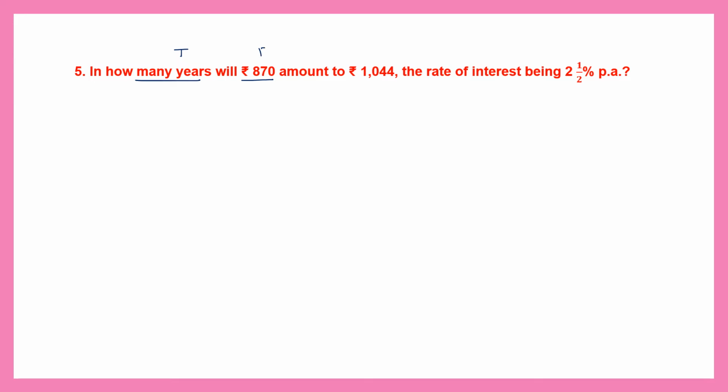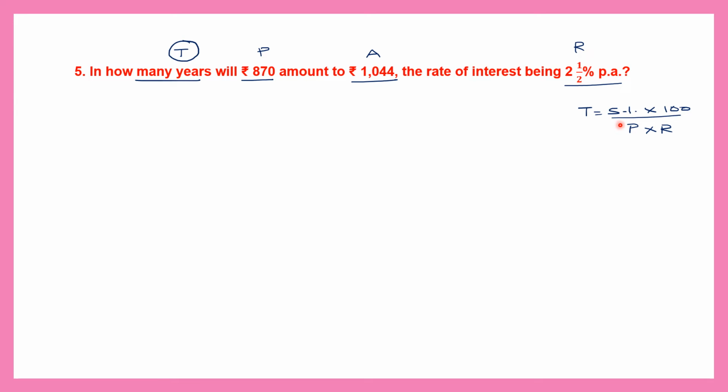This is the principal that's been given to us, and that has changed to the amount, and we are also being given the rate of interest per annum. So what are we asked to find? Time. So what is the formula for time? Time is simple interest into 100 divided by principal into R. Now, do we have all these given to us?